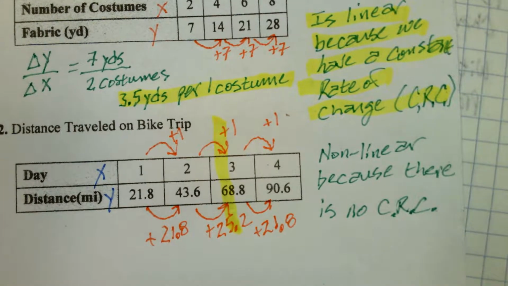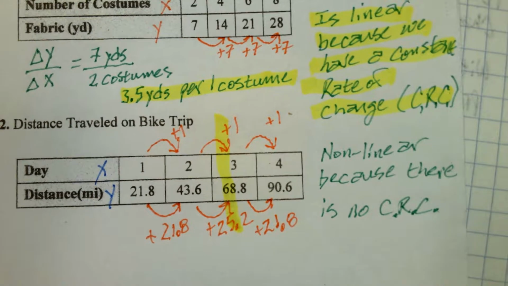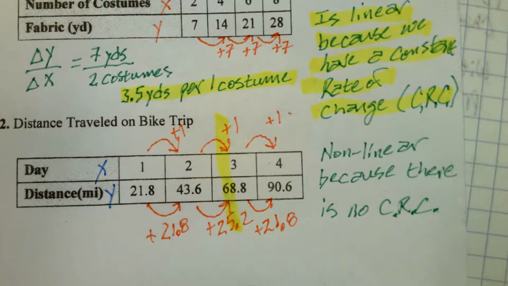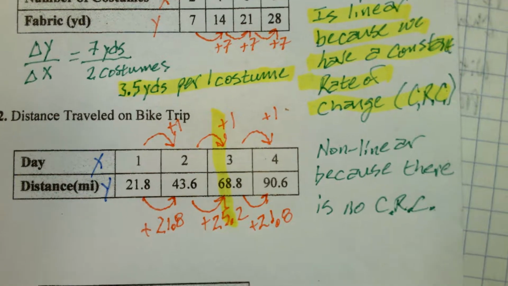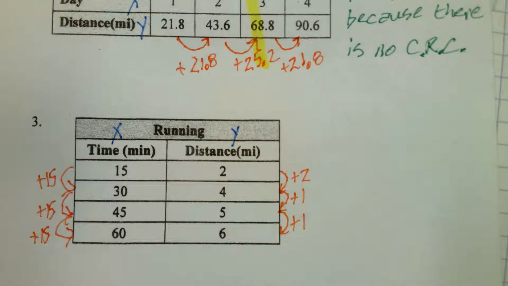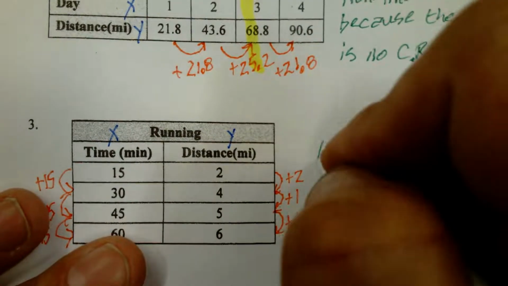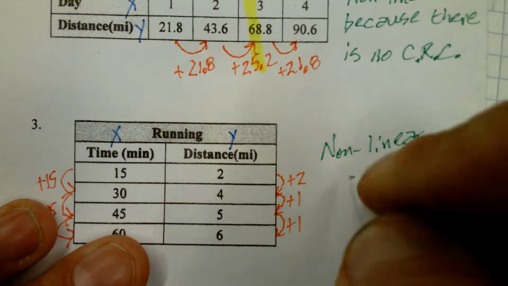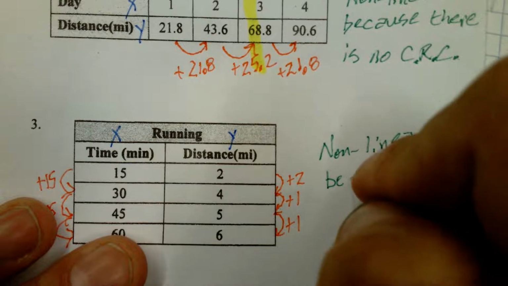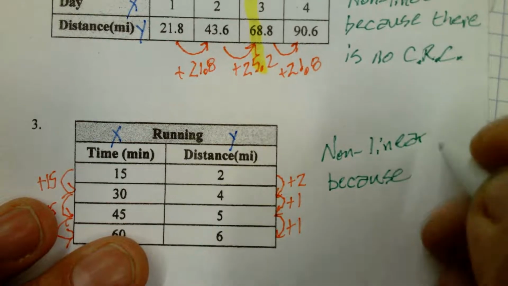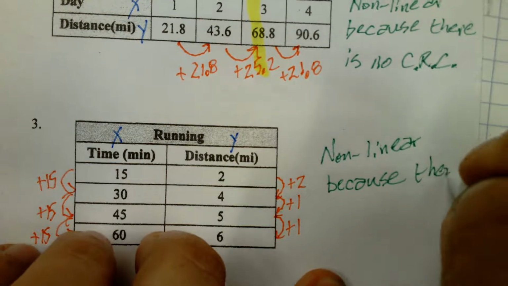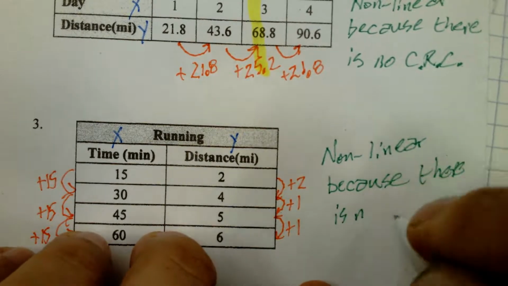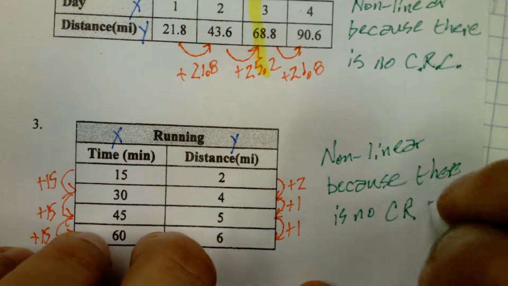Okay. So let's try the last one. Let's see if it's linear or not. So go on to number 3. Give it a try. So we can conclude that's not a constant rate of change. So it's nonlinear. So nonlinear again, because there is no constant rate of change.